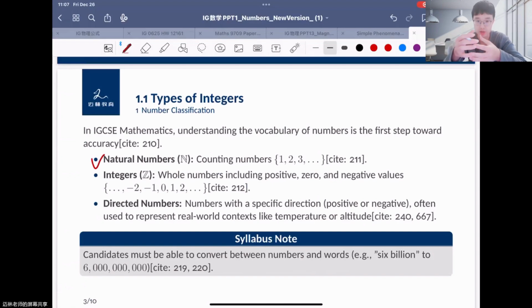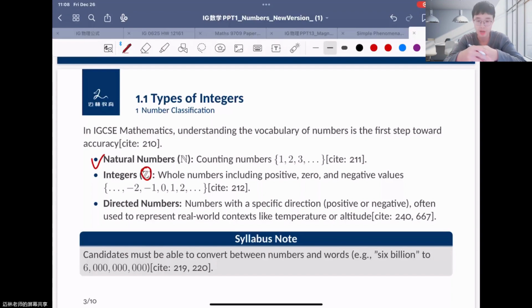And for integers, we can use Z to represent them. Integers include negative numbers, also 0, and also the natural numbers. So we have 1, 2, 3, 4, 5, and also we can have 0 and -1, -2, negative numbers that are unlimited. This is for integers. After that, we have directed numbers, numbers with a specific direction. They are different types of integers.